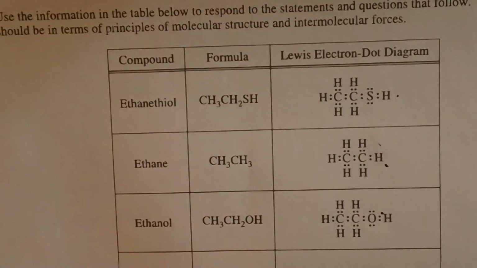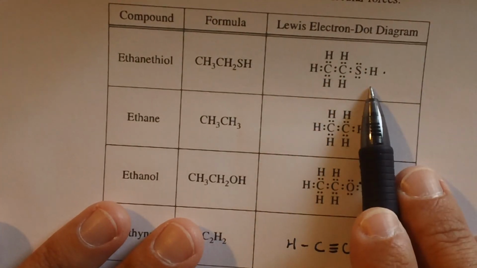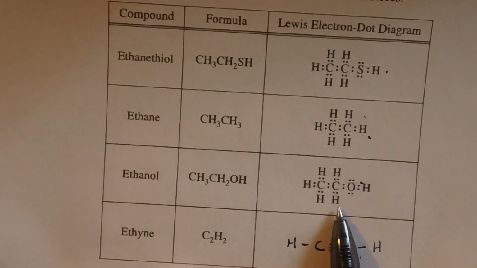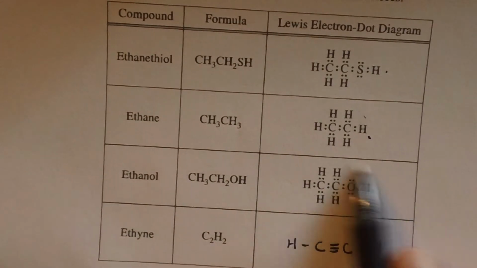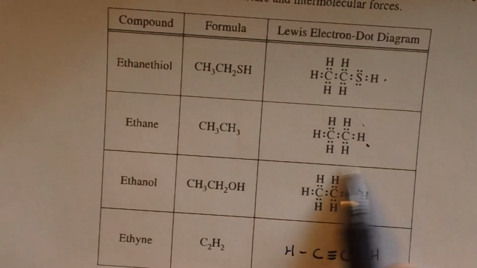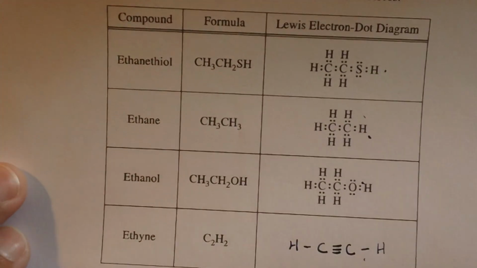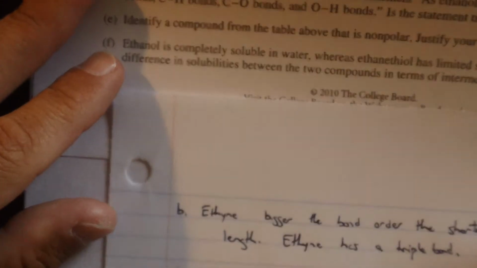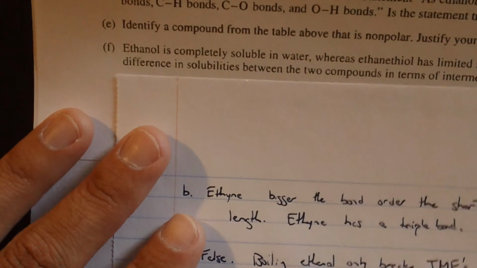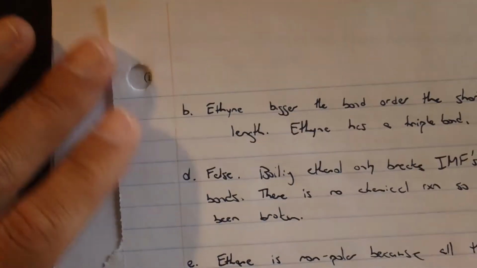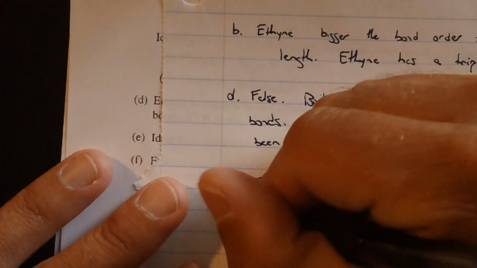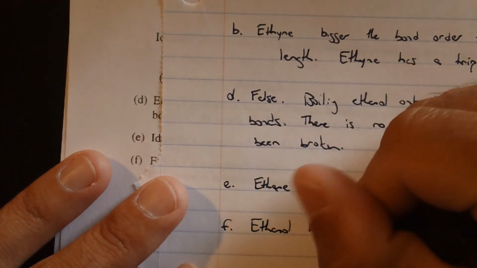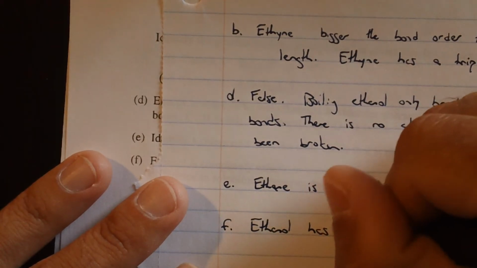When we look back up at those two, I just talked about them. That guy's dipole forces. This guy has hydrogen bonding, so the hydrogen bonding is going to attract the water molecules more and is going to be more polar and therefore is more soluble. So ethanol is about polarity. Ethanol has hydrogen bonding.